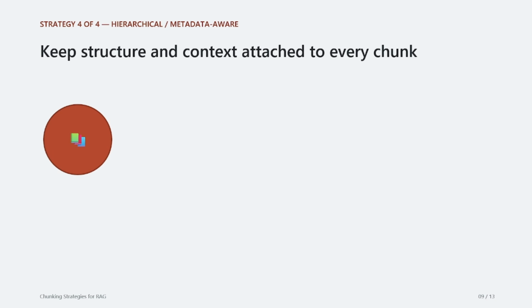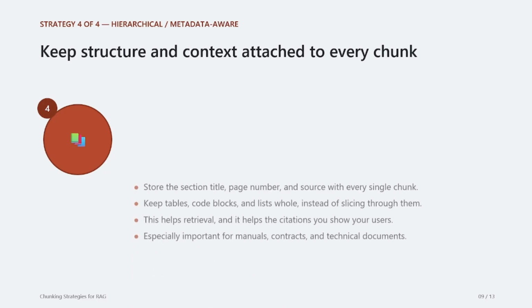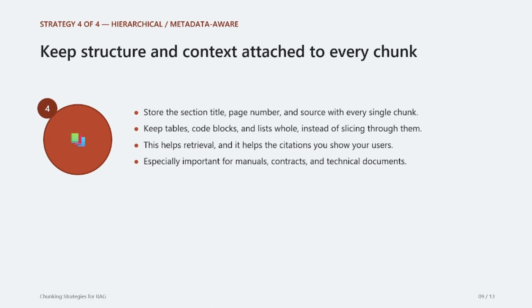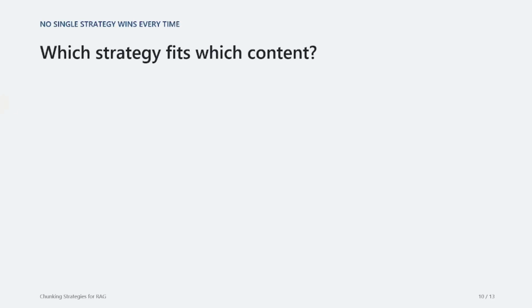Strategy number 4, hierarchical or metadata aware chunking. Store the section title, the page number, and the source with every single chunk, and keep tables, code blocks, and lists whole instead of slicing straight through them. This helps retrieval and it helps the citations you show your users. It matters most for manuals, contracts, and technical documents. It's like a library book with a table of contents, not just loose, unlabeled pages.